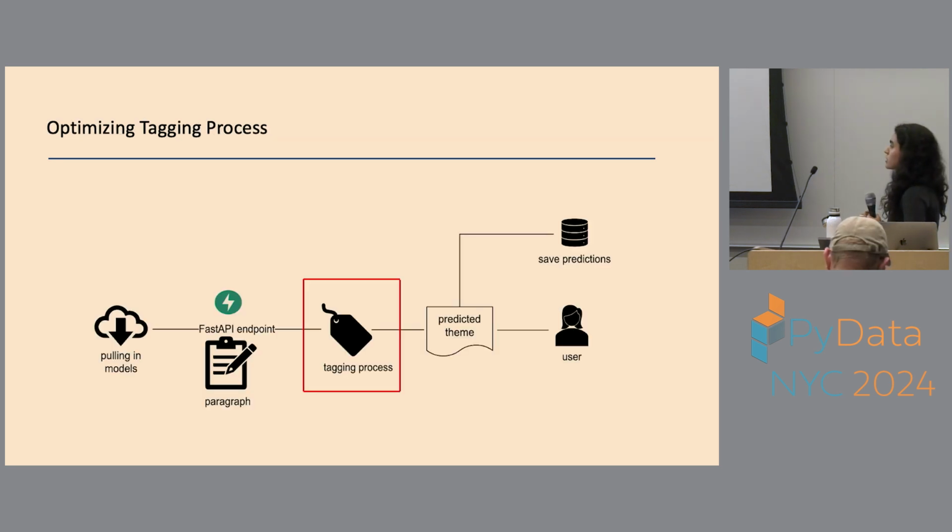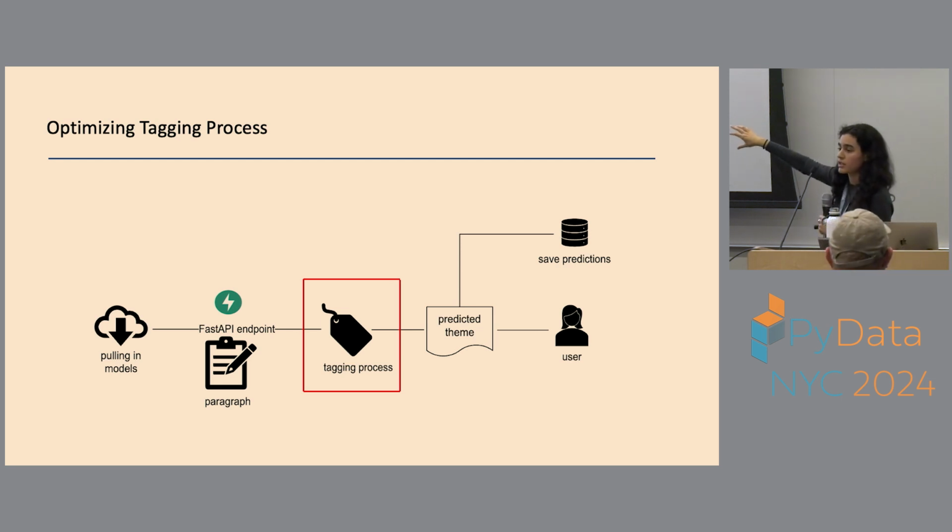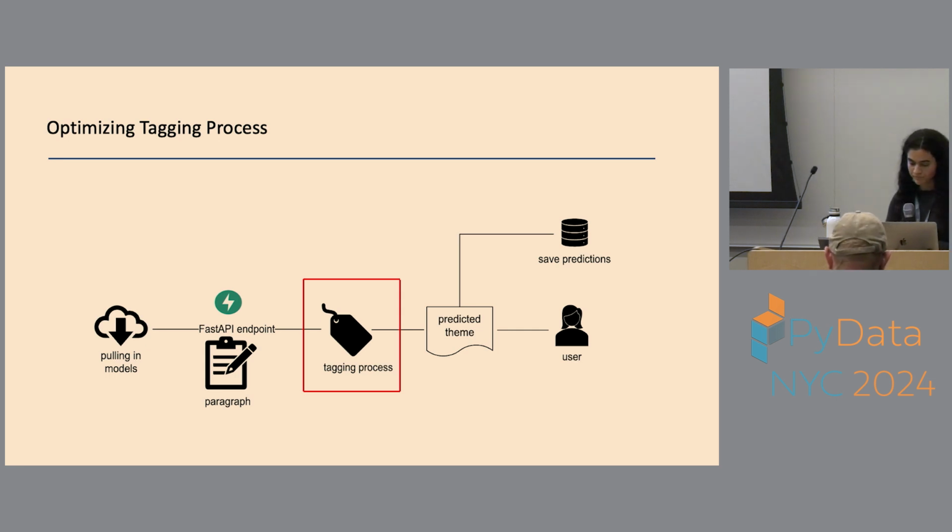Now we've talked about different aspects of this diagram. We downloaded the models ahead of time, and we're pulling them in ahead of time. We're saving predictions after the user gets the responses. But there is this tagging process that we haven't really talked about. Let's see if we can optimize the tagging process.